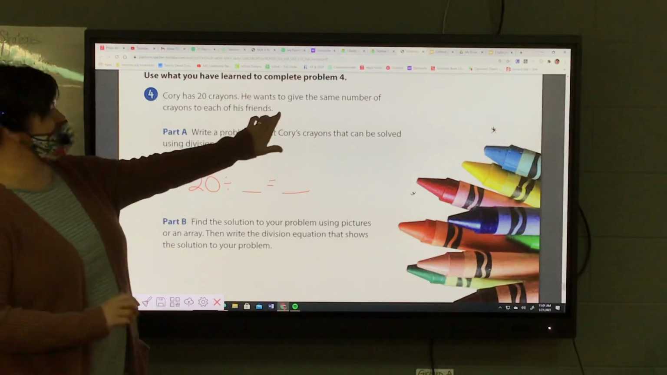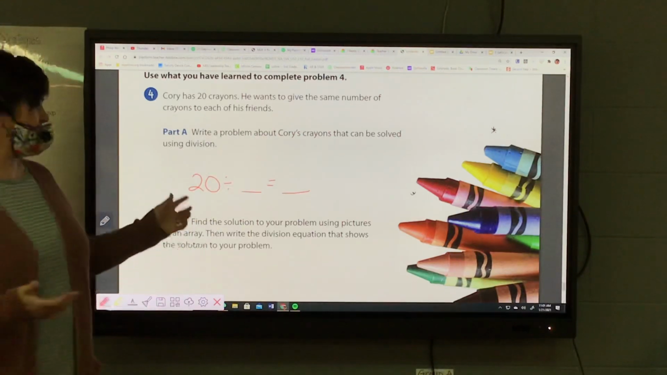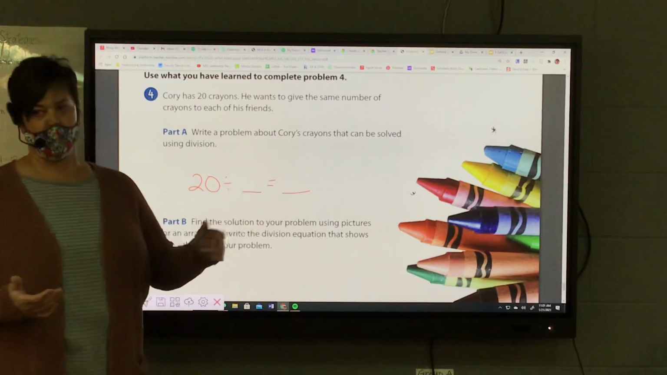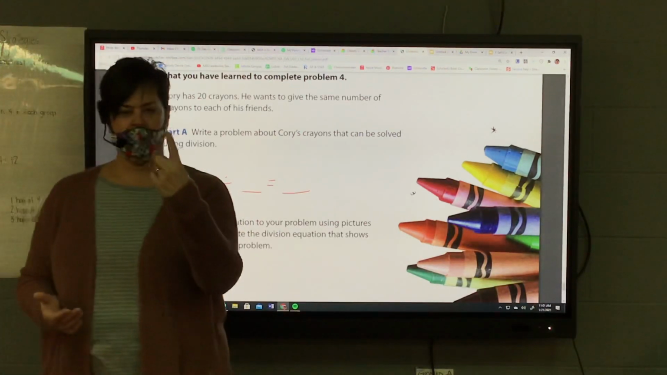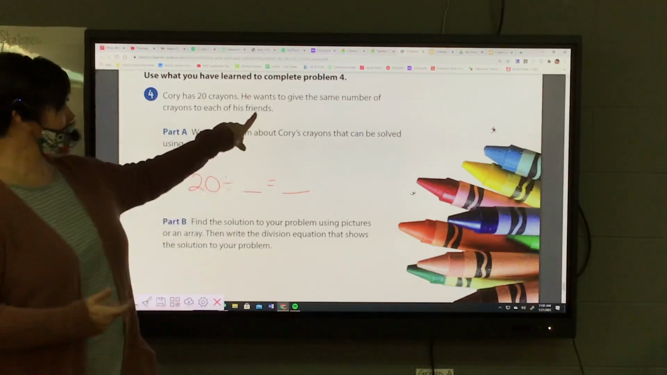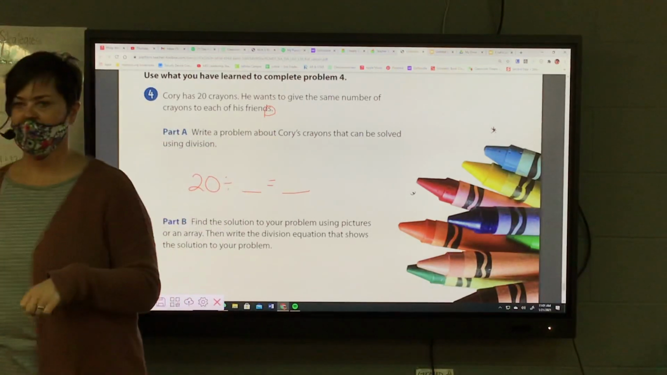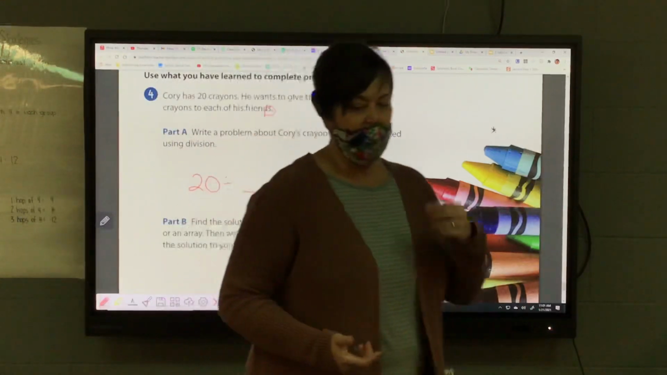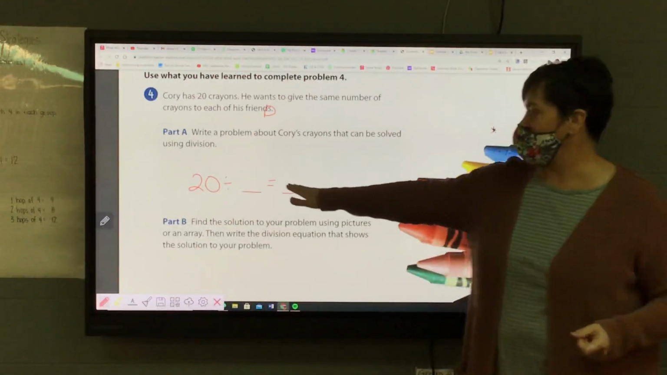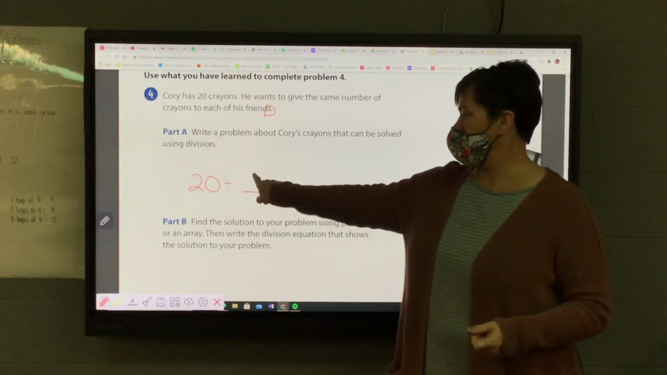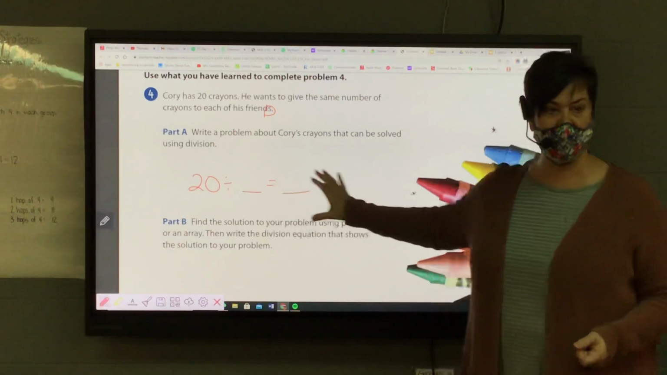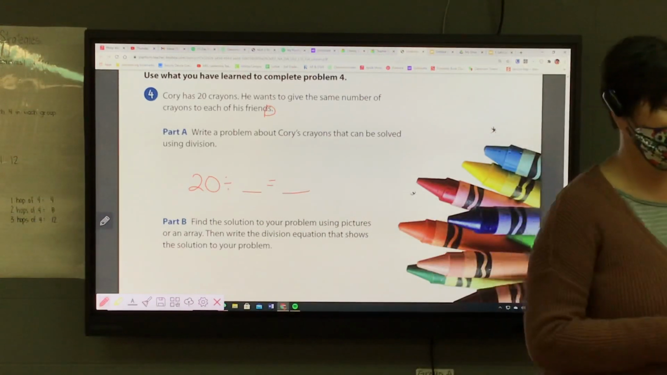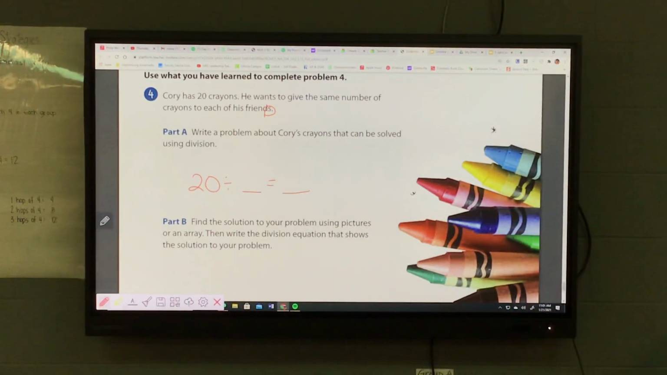Now, it's saying he has more than one friend, right? So you're not going to say 20 divided by 1 equals 20, are you? No, because that would mean he only has one friend. He has more than one friend. There it says friends. Okay. Fill in your numbers to complete this division problem. 20 divided by this number equals that number.